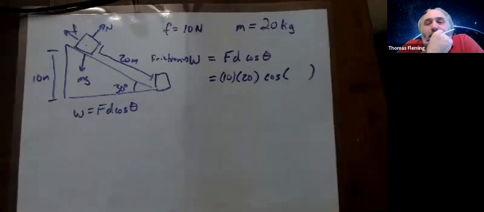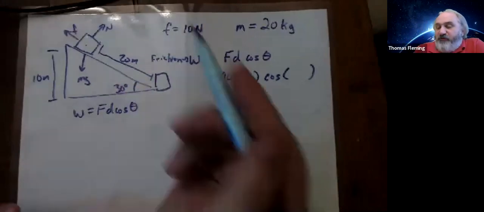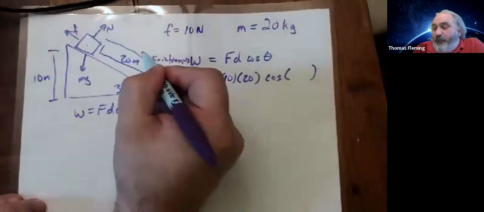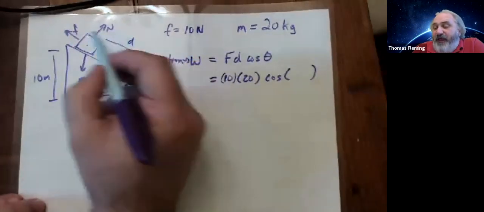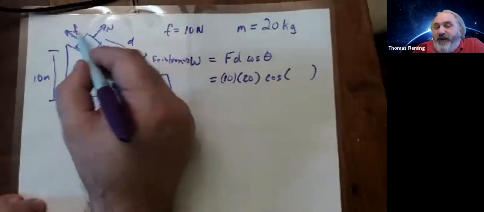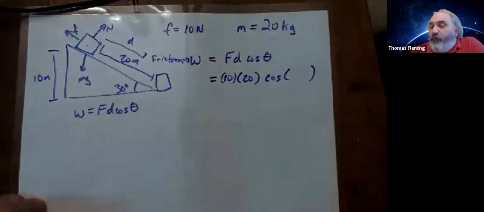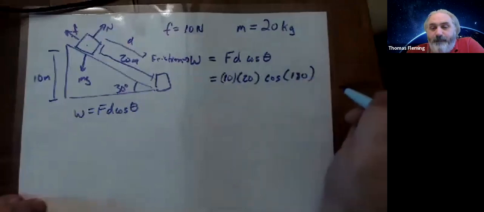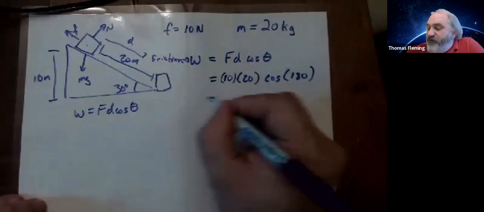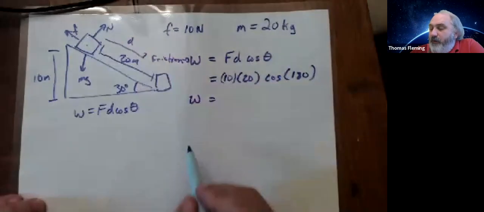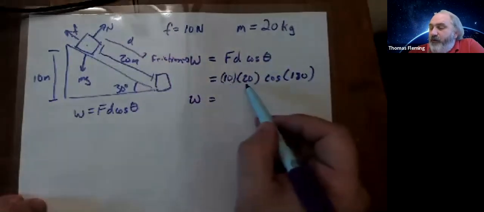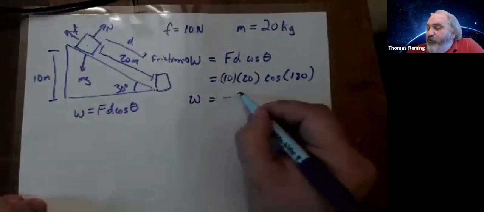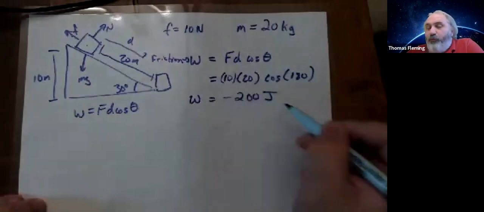Now, what's the angle between the force and the distance? Well, let's look at my picture. My force of friction is up the ramp, but my distance is down the ramp. So what's the angle between F and D? That's 180 degrees. So the actual theta that I'll use here is 180. Now, how much work did friction do as it slid down the ramp? Well, 10 times 20 is 200. Cosine of 180 is -1. It did -200 joules worth of work.